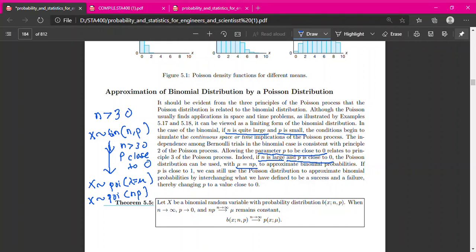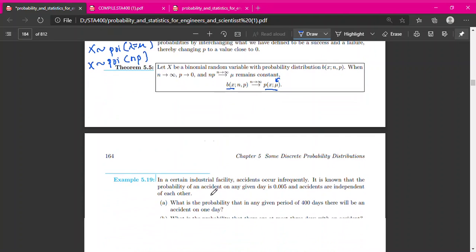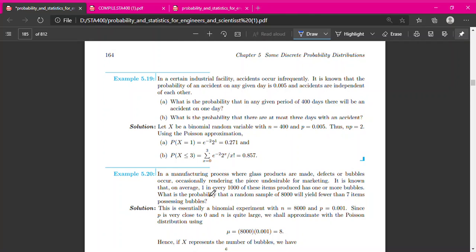Alright. Okay. So kalau mengikut teorem ni lah, teoremnya mengatakan okay, when n is very large, approximate to infinity, and p is close to 0, very small, then mu-nya will be np. So kita approximate daripada binomial kepada Poisson with mean mu, with this condition tadilah when n is large and p close to 0. Okay, so we look at the example.